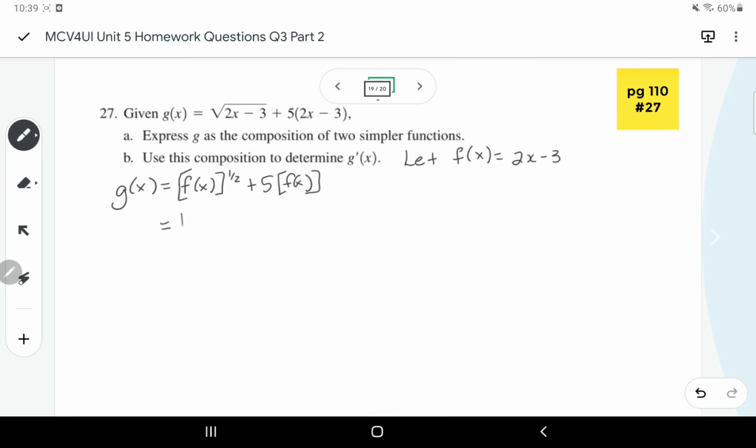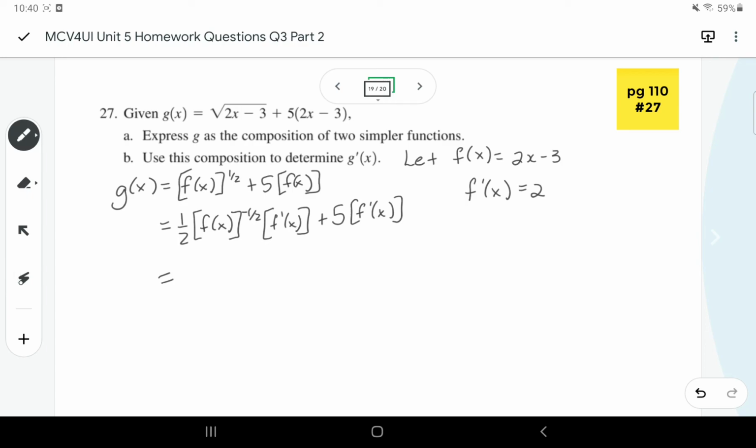So this would be 1/2 f at x to the negative 1/2 times the derivative of f at x plus 5, and then this would have an exponent of 0 times the derivative of f at x. And we know that f prime at x here equals 2. So we could sub back in. It's an important concept to understand.